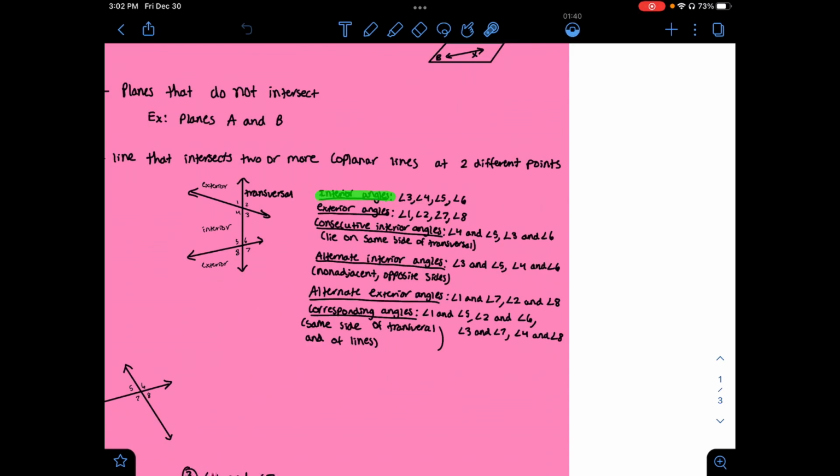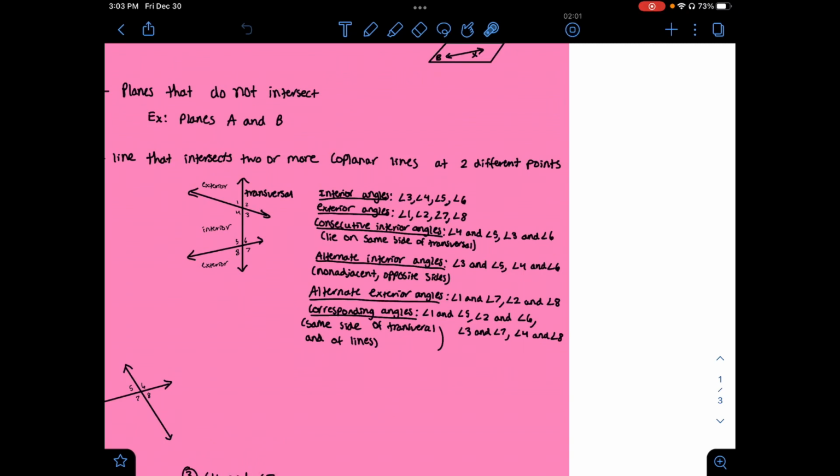So we'll start with interior angles. These 4 here are in the interior, which is in between the two lines. So angles 3, 4, 5, and 6 are interior angles. And then out here is the exterior. So angles 1, 2, 7, and 8 are exterior angles.